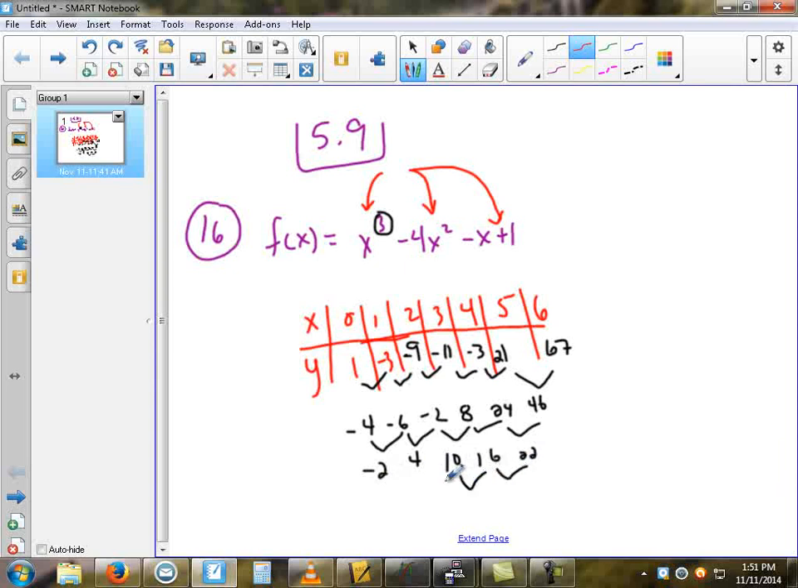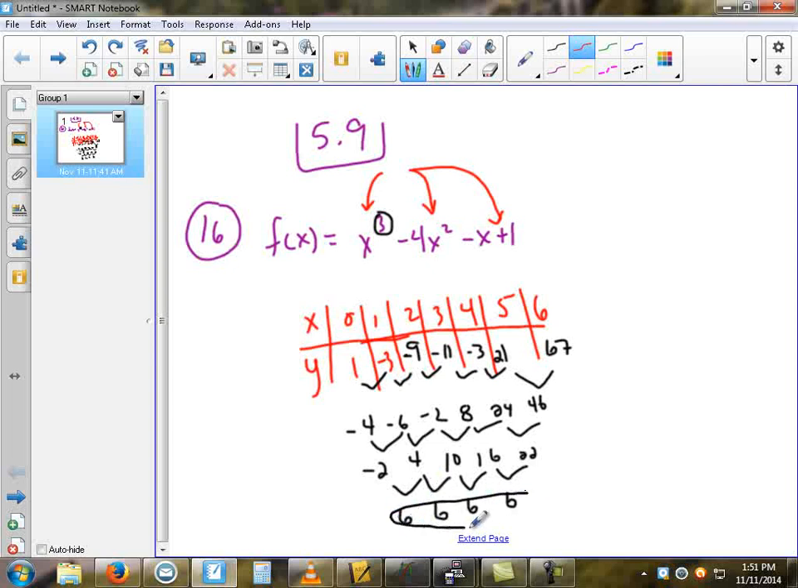So I do it again. And this time we're going to get something special happening here. 22 minus 16 is 6. 16 minus 10 is 6. 10 minus 4 is 6. And 4 minus negative 2, sure enough, is 6.